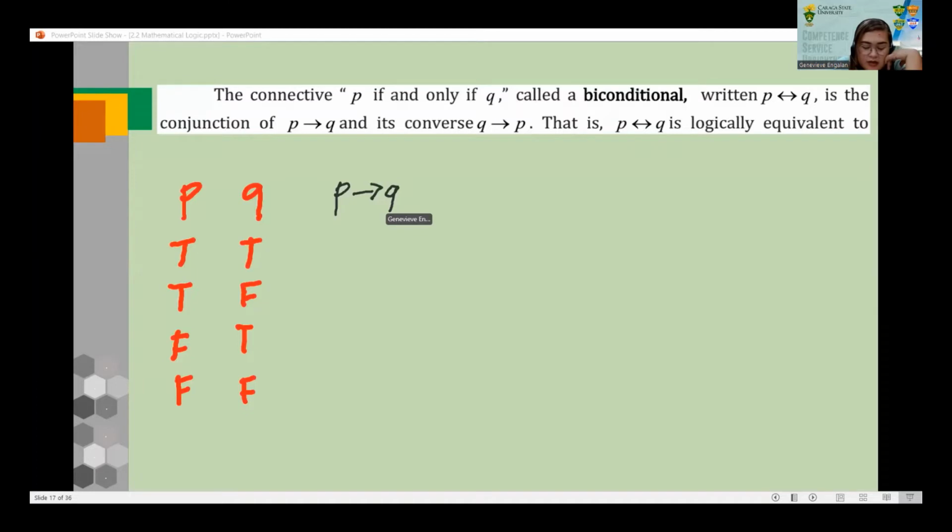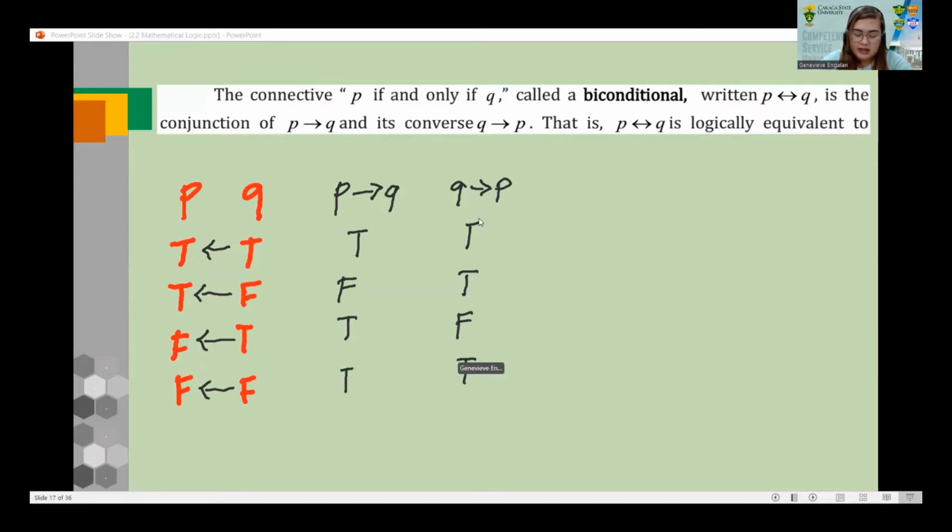So you have true, true implies true, that is true. True implies false, that is false. False implies true, this is true. And false implies false, that is true. Okay, then we have Q implies P. So atong i-balin na po. You have true implies true, true. False implies true, so this is true. True implies false, that is false, and false implies false, that is true. I-and dayon ni nato sila.